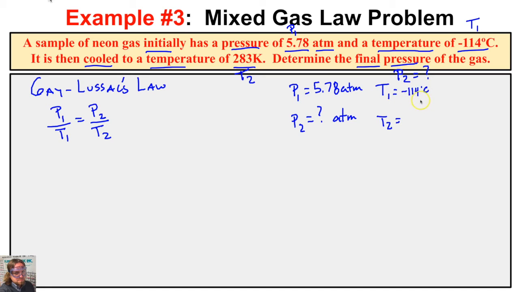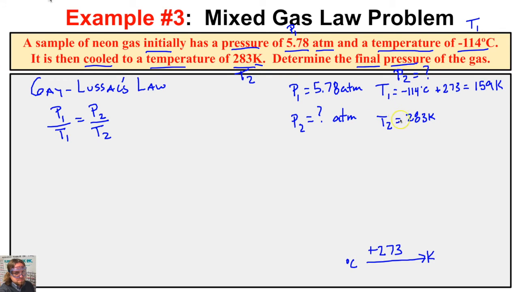However, whenever we work with any of the gas laws, our temperature has to be in Kelvin. So how do we convert Celsius to Kelvin? We must add 273 to our degrees Celsius. So let's add 273 here, and we will end up with 159 K. So there's our Kelvin temperature. And if we take a look, it looks like T2 is already in Kelvin, 283.